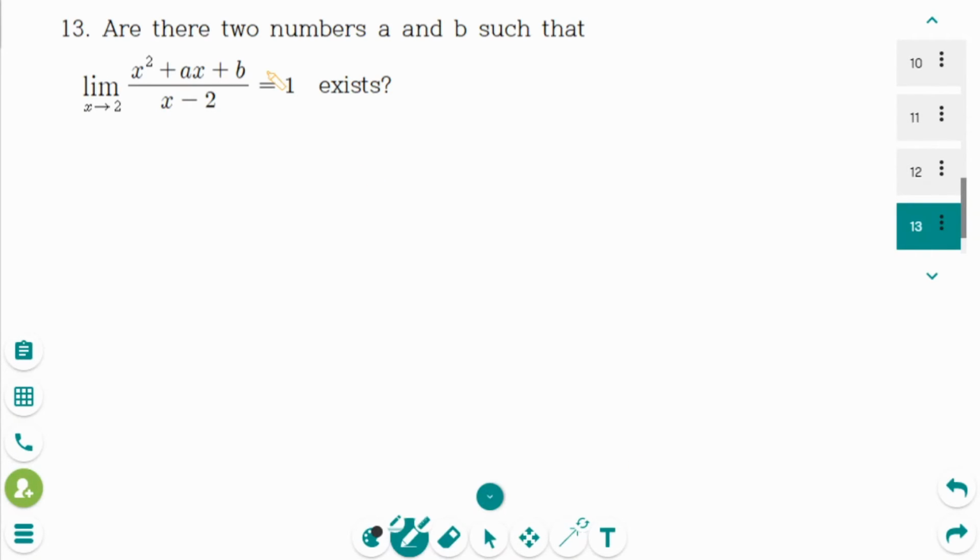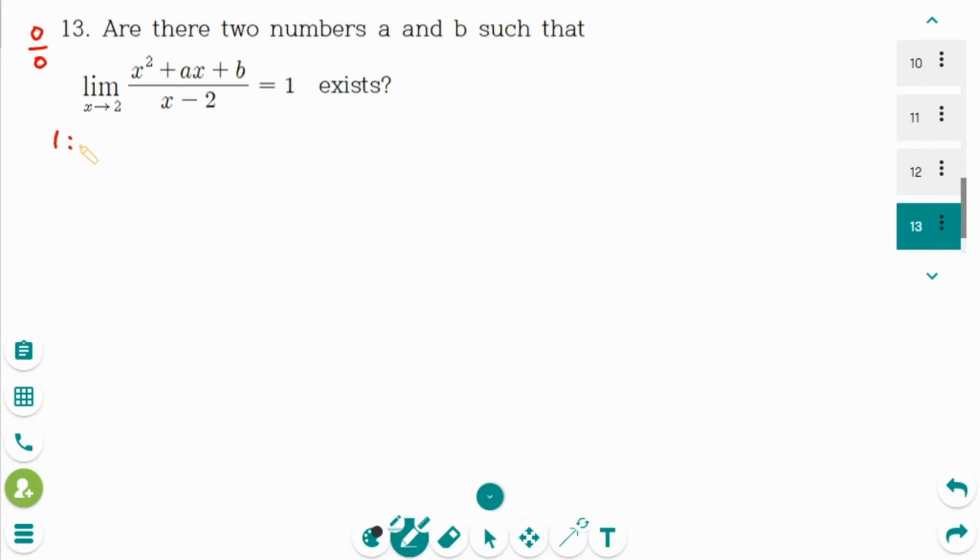While this question looks similar to the last one, it's actually a bit more difficult. However, the first part remains the same. When x approaches 2, the denominator equals 0. Since the answer of the limit is 1, the numerator must also equal 0 to create the 0 over 0 form.